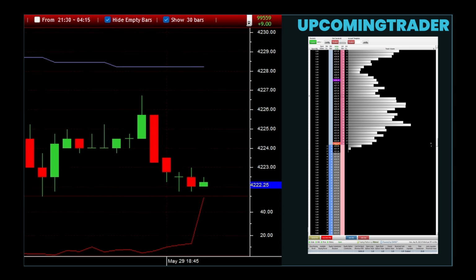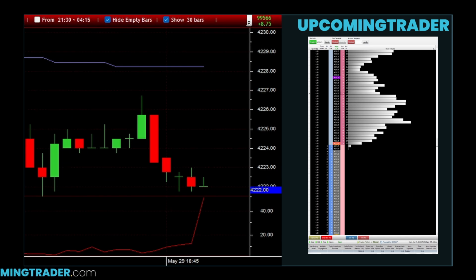You may also encounter P-shaped or B-shaped profiles, which indicate different types of intraday activity. A P-shaped profile often forms when there is initial selling pressure, followed by a period of accumulation where buyers step in and push the price higher. This pattern suggests that buyers eventually overcame the initial selling, and it can be a sign of potential bullish continuation.